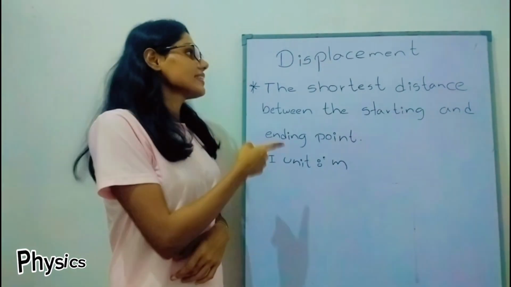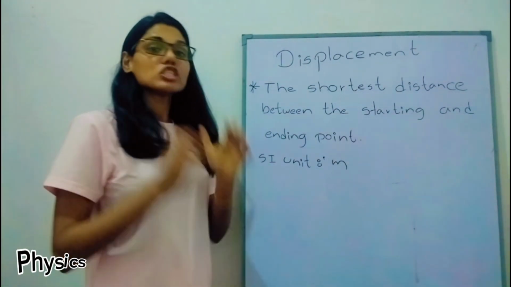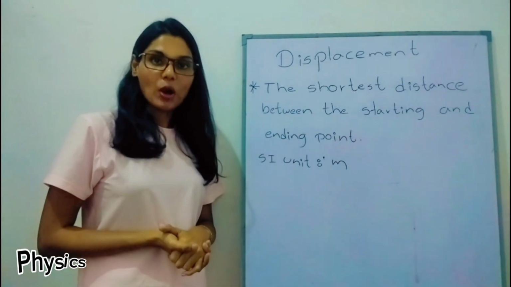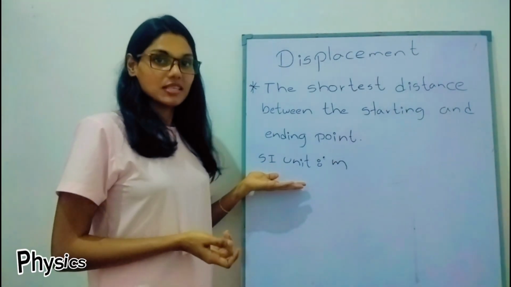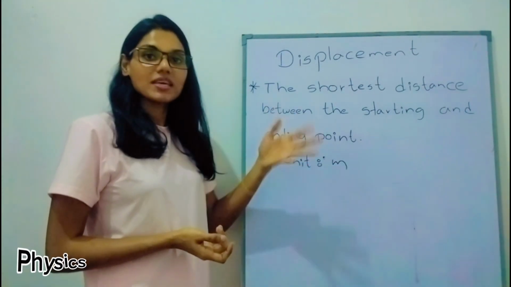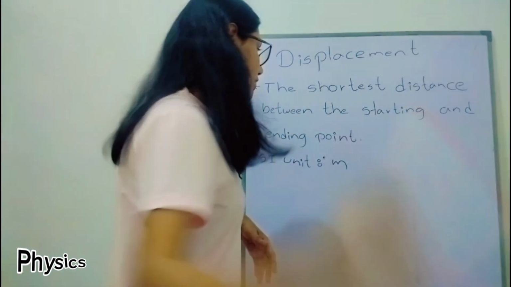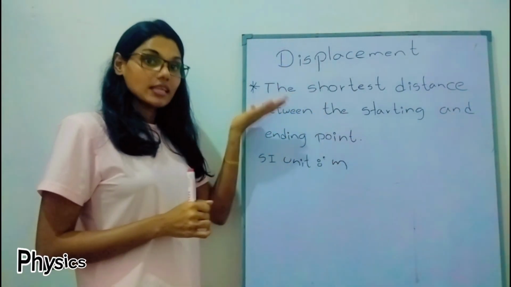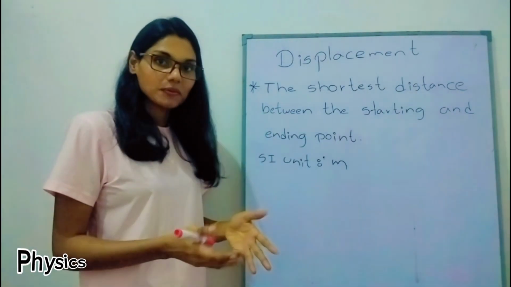Now let's learn what is displacement. Displacement is the shortest distance between the starting and end point. Here, similar to distance, the SI unit is meters. Other than meters, we can use kilometers and centimeters. Here, we consider the shortest distance, and in here, we must consider the direction.